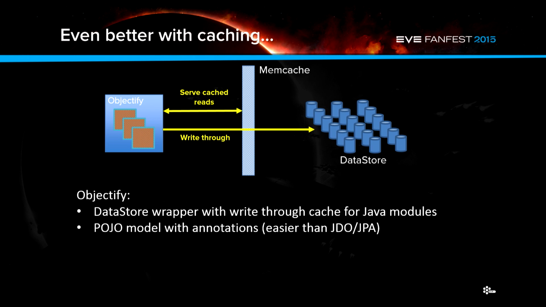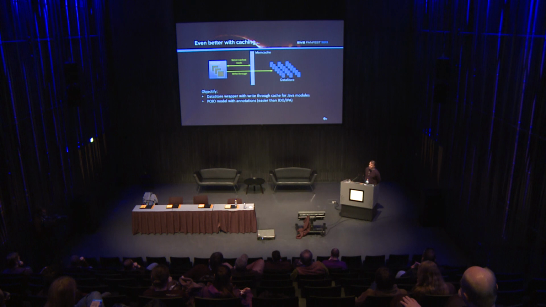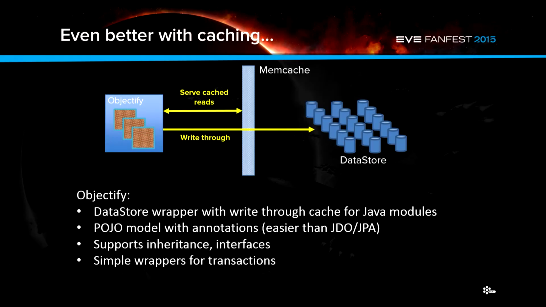It also lets you write your entities as plain old Java objects. I didn't go into what these things really look like if you use the native API. They're pretty gorpy. This is much easier. And you just basically annotate your Java objects. So if you're familiar with this space at all, it's similar to Java Data Objects or Java Persistence Architecture, things like that. It supports inheritance and all the usual object-oriented stuff. So it's a pretty natural model. And finally, they have simple wrappers for transactions as well. So it's pretty easy to write those things.